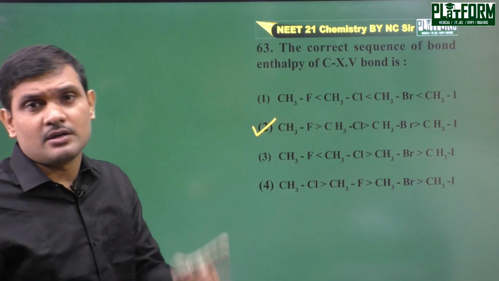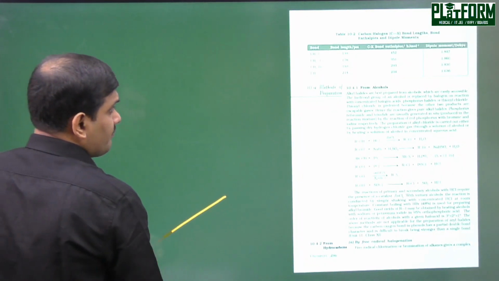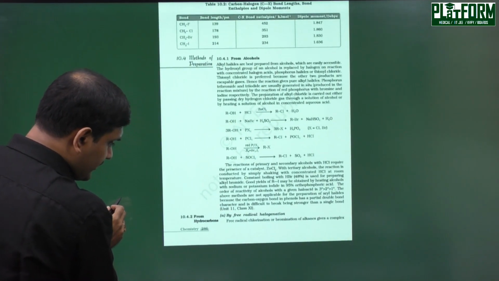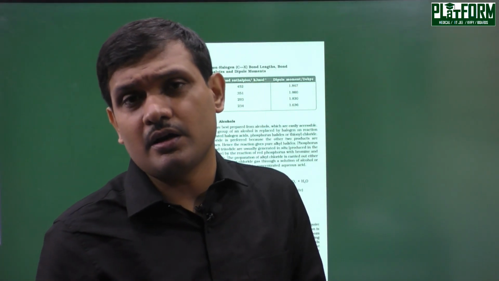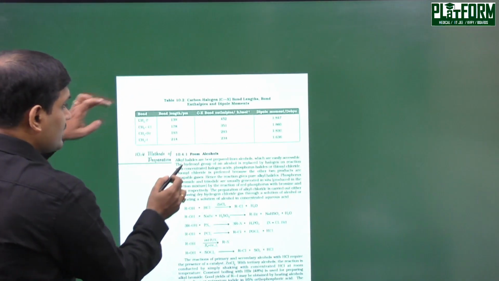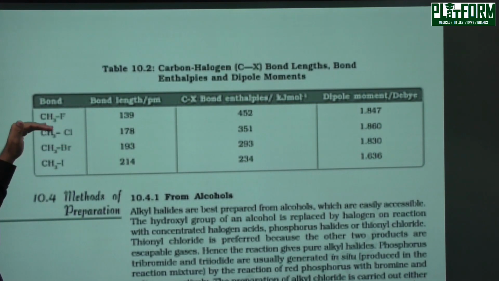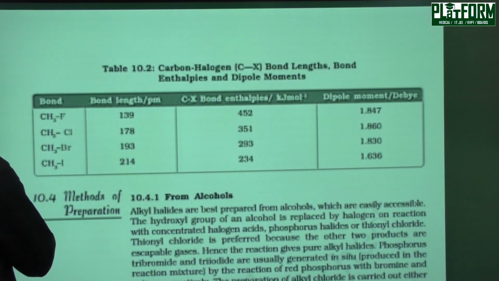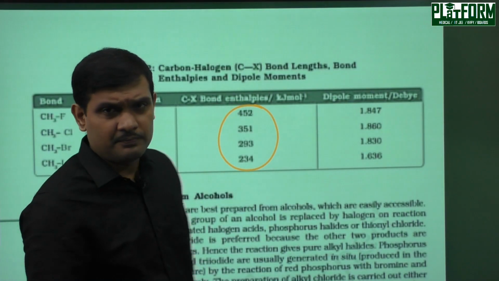This is also a direct question from the NCERT text. If you go through page number 286, it is a question from alkyl halides, Class 12 part 2. On page number 286, you will definitely get a chart, Table 10.2, which directly gives the values of C-X bond enthalpy. Just see how you have to study the NCERT text properly.